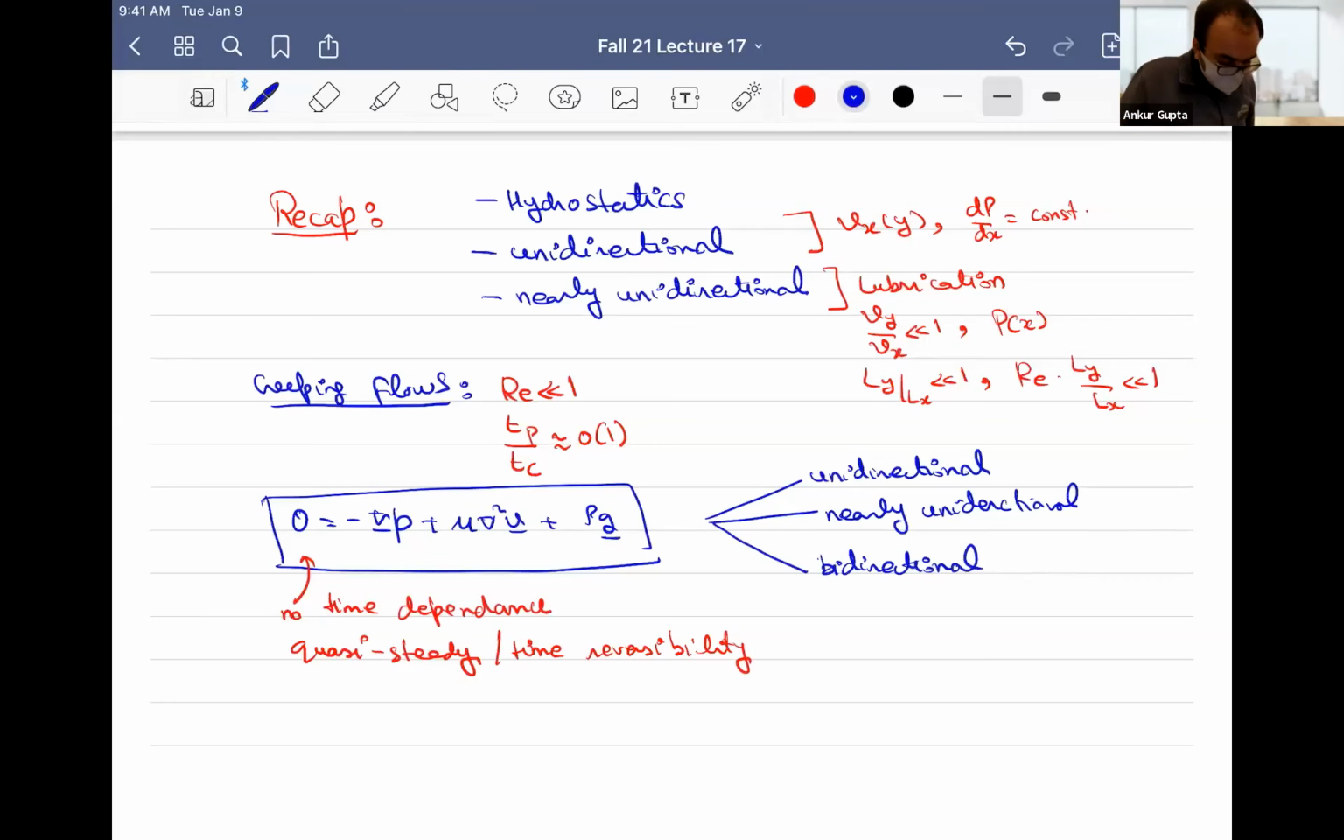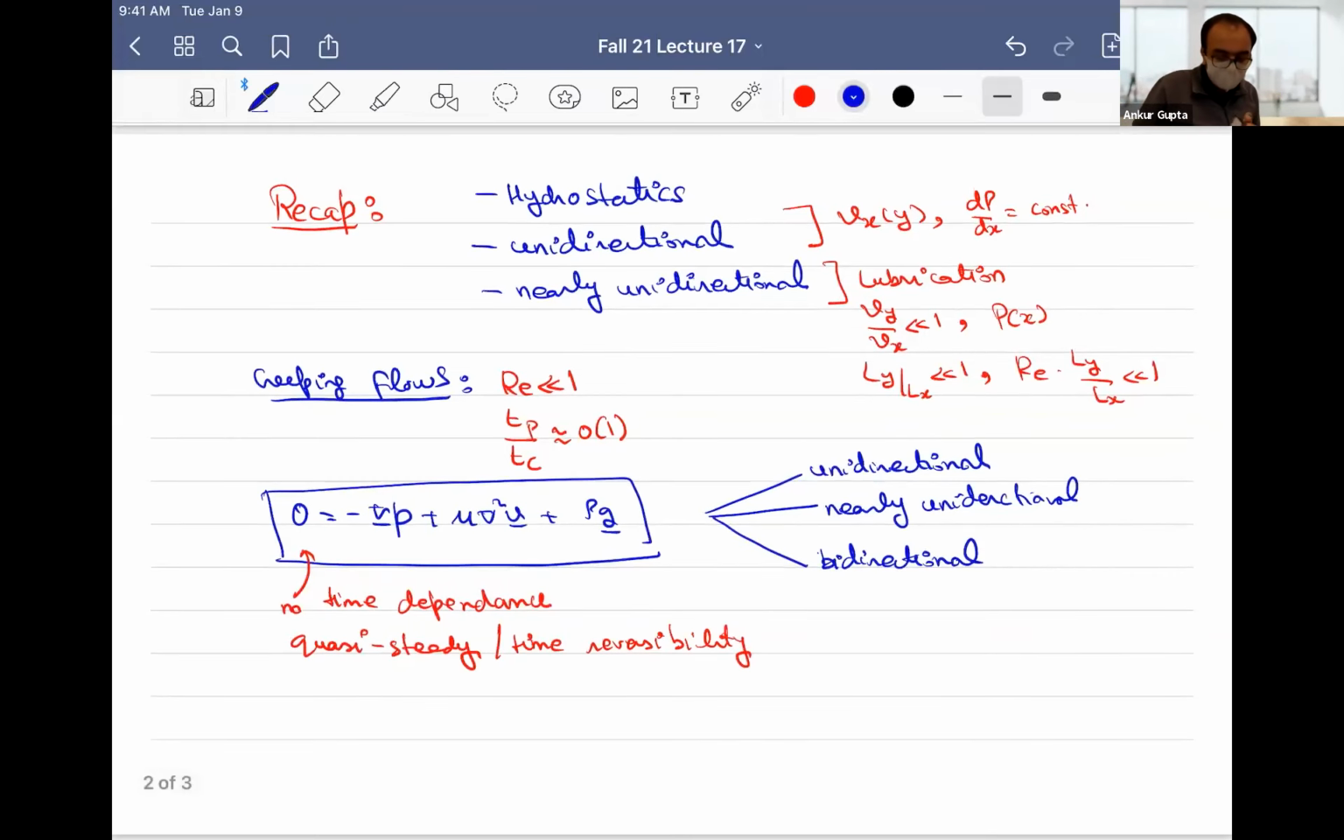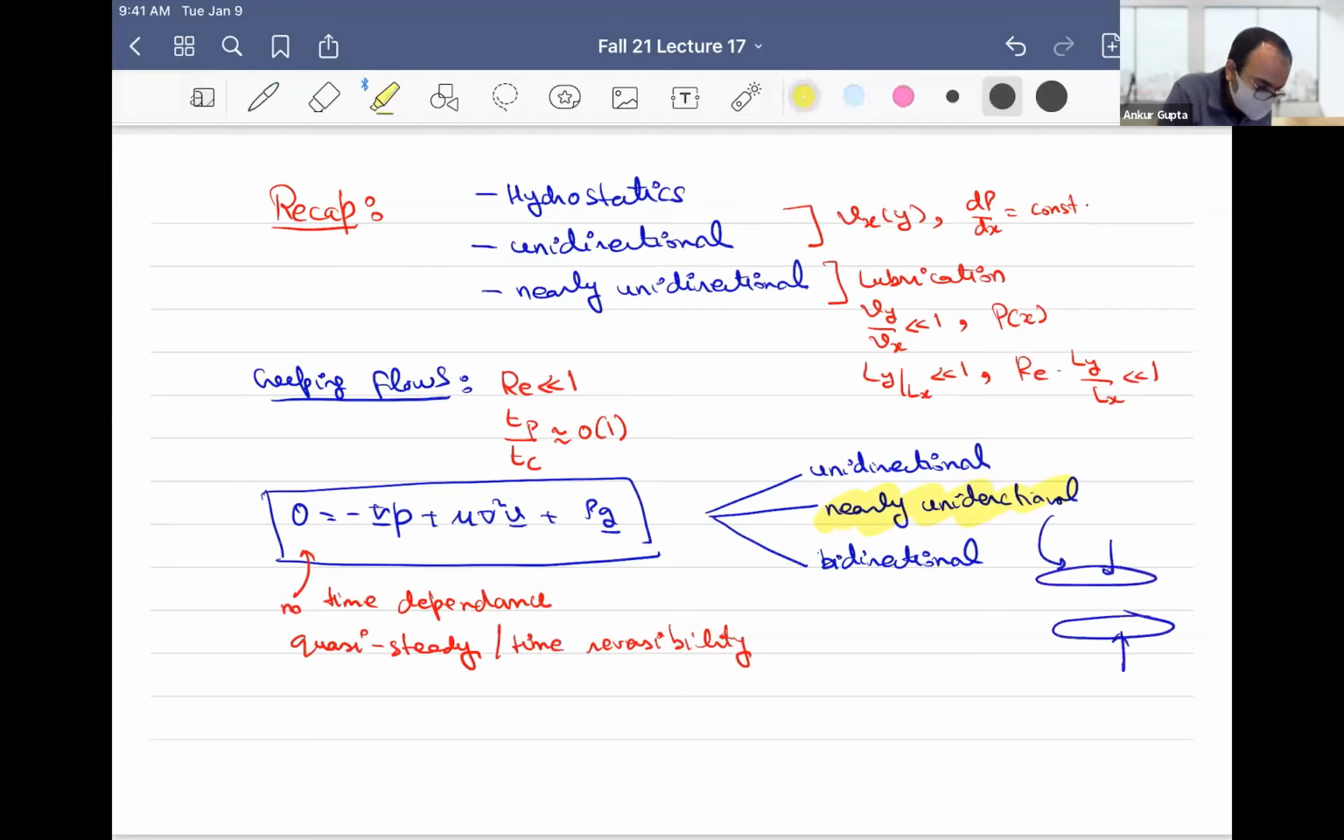bidirectional flows. Now again recall that last time we discussed the squeeze flow problem, where we have two plates and we're pushing them like this, and the flow is going outside like here. We discussed this problem, right? Even here we also did force calculations.